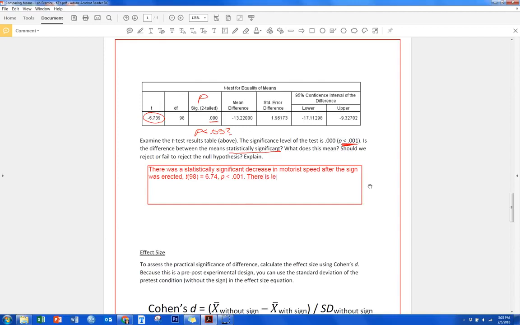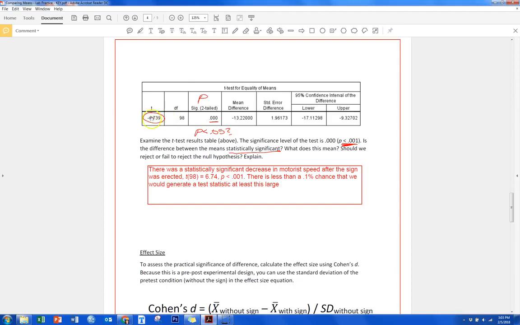Oh my goodness, there is less than a... how would we convert this to a percentage? So decimal 0.001, we would move the decimal two places to the right, so it would be 0.1. There is less than a 0.1% chance, not 1%, that we would generate a test statistic at least this large. We're talking about the 6.739.